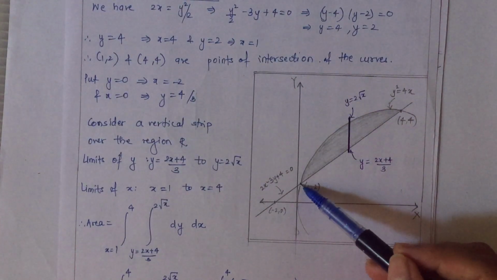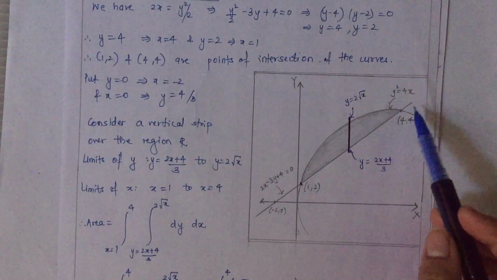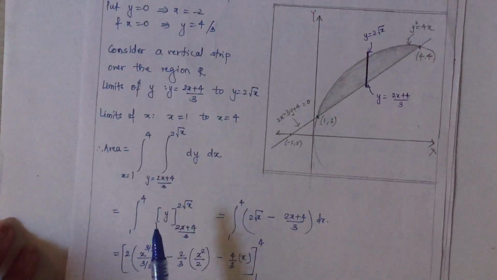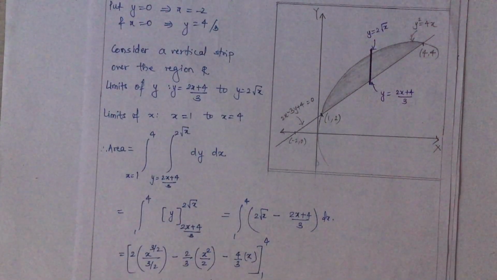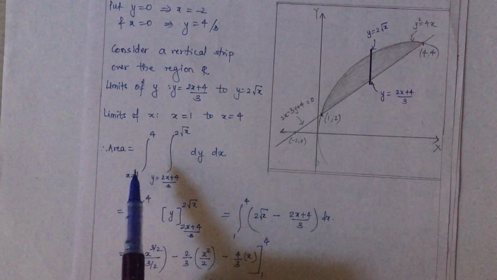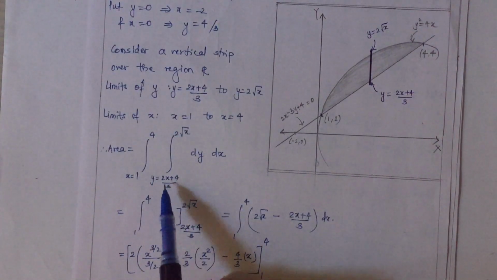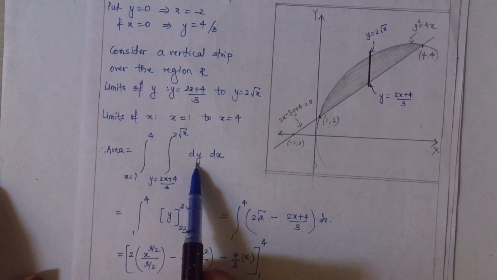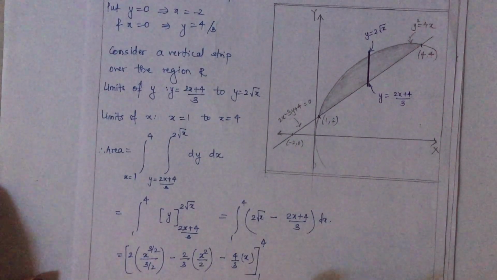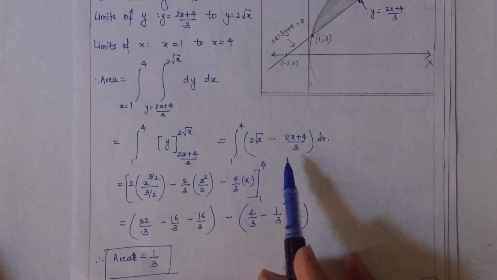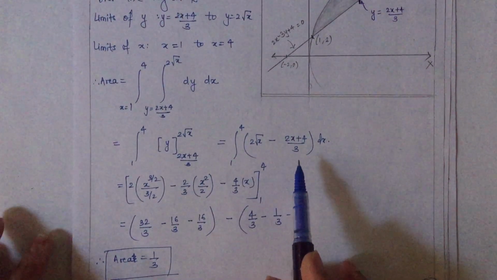And how will this strip move? This strip will move from this point, what is this point, 1, up to this point, that is 4. So the area formula is double integral dx dy. In the double integral, the limits are: x goes from 1 to 4, y goes from (2x plus 4)/3 to 2 root x. First we'll evaluate with respect to y and then with respect to x. So with respect to y, the value we get is 2 root x minus (2x plus 4)/3.